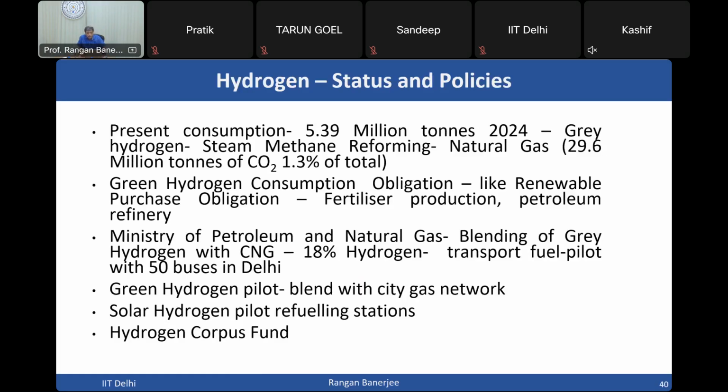And currently the status is that in 2024, about 5 million tons of hydrogen is produced. Most of it is gray hydrogen from steam methane reforming and natural gas. We have proposed that now there will be a green hydrogen consumption obligation like the renewable purchase obligation, where fertilizer production and petroleum refineries have to have a certain percentage. Blending of hydrogen with CNG has been tried in some pilots. Green hydrogen has been blended with the city gas network, and we have some solar hydrogen pilot refueling stations.